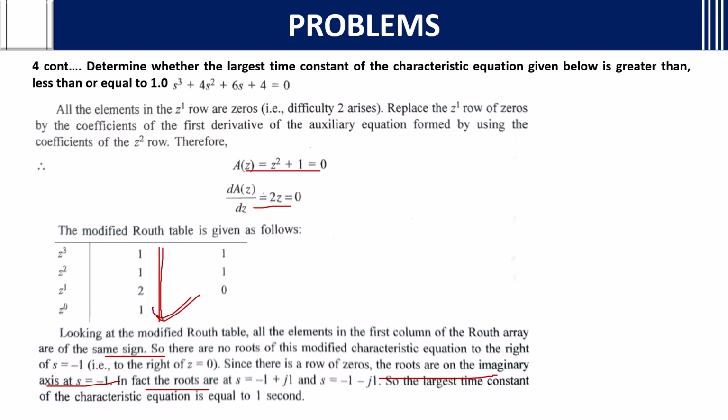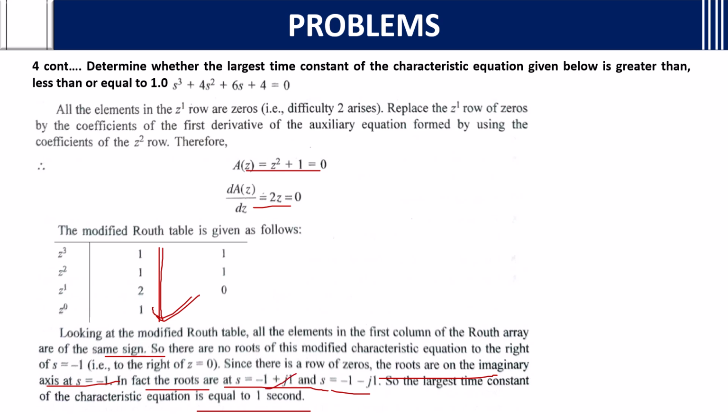The roots are on the imaginary axis at s equals -1. So the roots are s equals -1 plus j1 and s equals -1 minus j1. So the largest time constant of the characteristic equation is equal to 1 second itself.